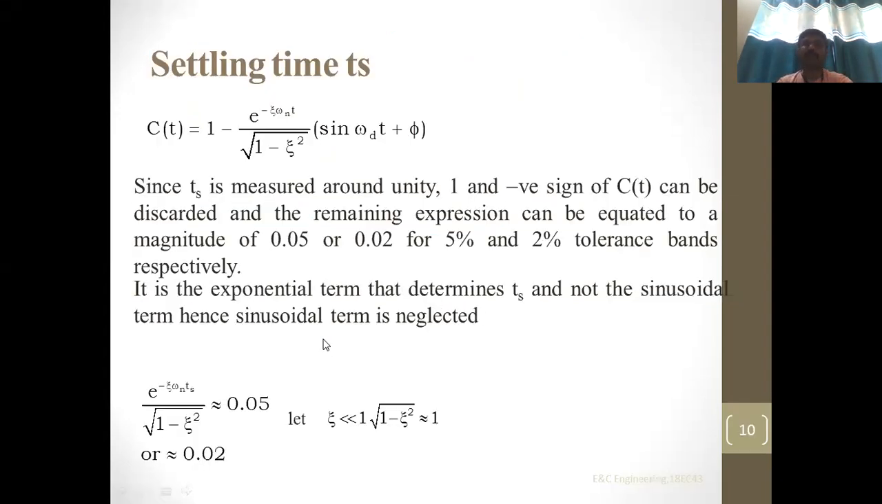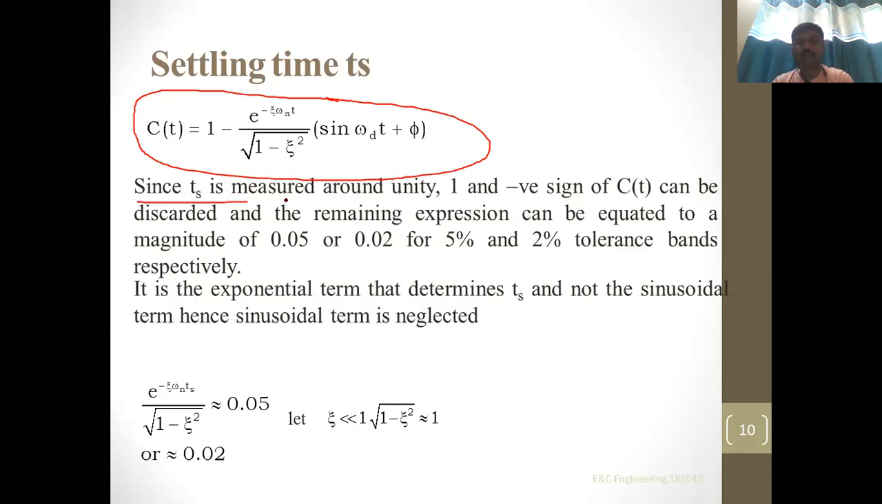Now next I shall move on to the settling time, that is Ts. As I told you, settling time is with respect to the tolerance band to reach the output with the maximum value. And we have the generic expression for the second order system, which is given by c of t is equal to 1 minus e power minus xi omega n t divided by root of 1 minus xi square into sine of omega d t plus phi.